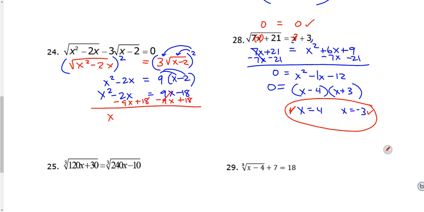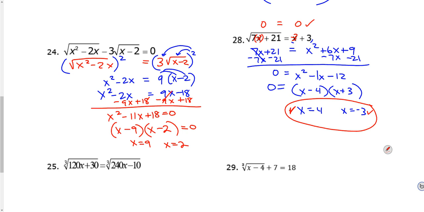So we end up with x squared minus 11x plus 18 equals 0. Simple ABC, two numbers that multiply to 18 and add to 11 is negative 9 and negative 2. So that means that x equals 9 is a possible solution and x equals 2 is a possible solution. So we go back and check.